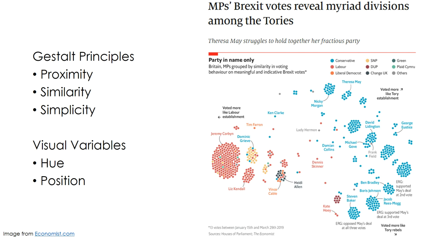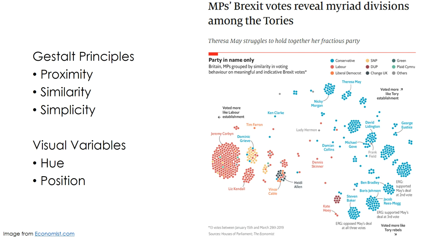Here's an example of a visualization that makes meaningful use of proximity and similarity, and uses hue and position to show the relationships within the data. We have colored dots of the same size and shape, each representing a member of parliament. They're grouped by color, which represents political party, and by proximity, which represents voting behavior. They're also positioned on the page based on how they voted. Closer to the top right corner indicates voting closer to the Tory establishment. Closer to the bottom right indicates voting in alignment with the Tory rebels.